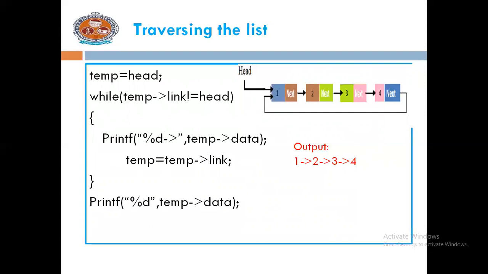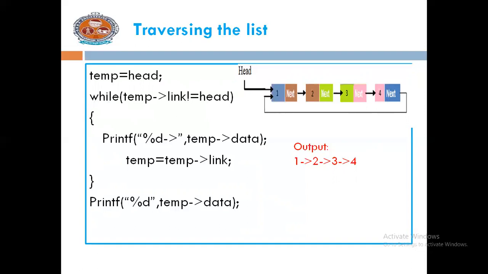At each and every node, we are printing the node's data. Temp of data prints the particular node's data. So whenever temp of link is equal to head, we stop at that node. That means we stop at the last node. We stop our iteration at the last node.